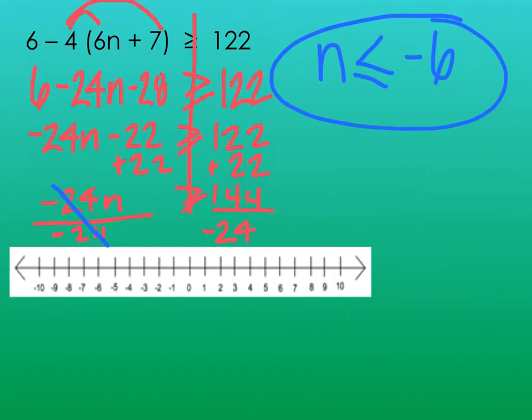Now I just need to graph it. On my number line, I'll go to negative 6. Since I see that this is greater than or equal to, that tells me I need to shade in that dot. And then I'll follow my arrow all the way to the left. If I picked a test point like negative 8, negative 8 is less than or equal to negative 6, and that's true, so I know I'm correct.